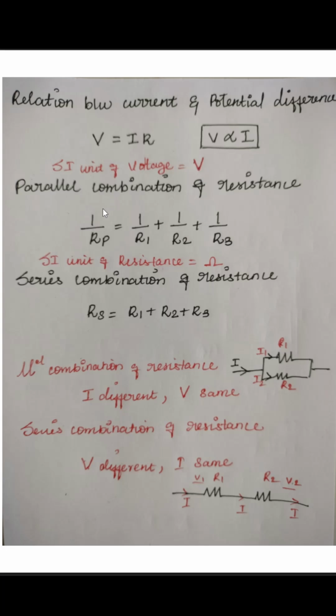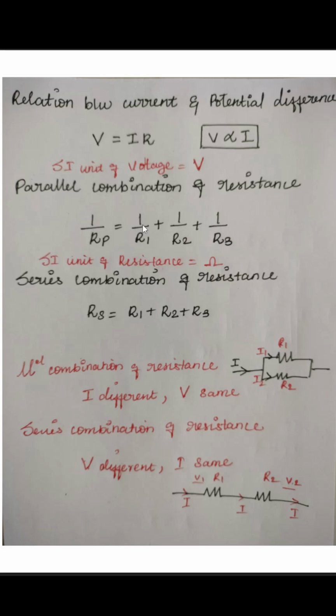Suppose they ask you to calculate the total resistance of the parallel combination of resistances in a circuit. That time you need to use this formula: 1 by total resistance will be equal to 1 by R1 plus 1 by R2 plus 1 by R3. If they give just two resistances, you can use 1 by R1 plus 1 by R2. According to the sum you need to use. As many resistors as they connect, as many terms R1, R2, R3 will be there. The SI unit for resistance is ohm.